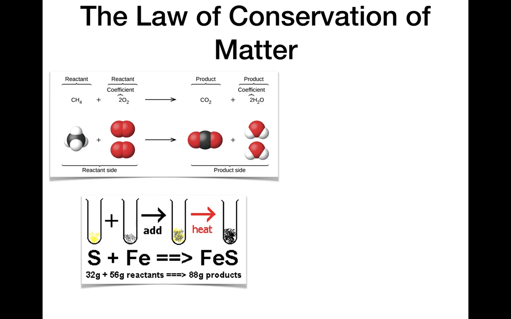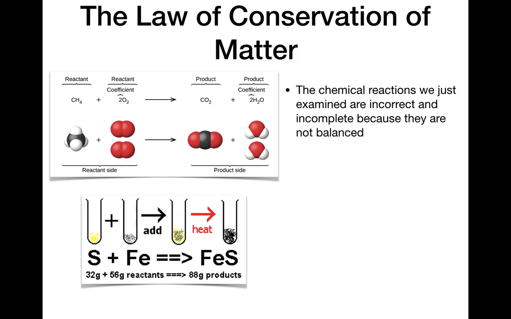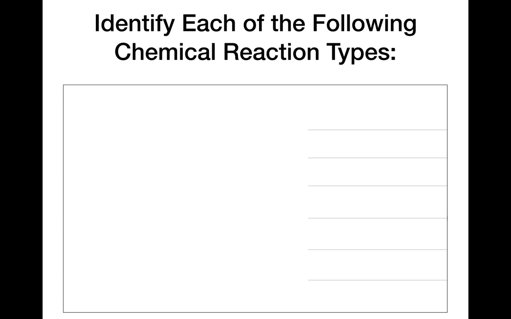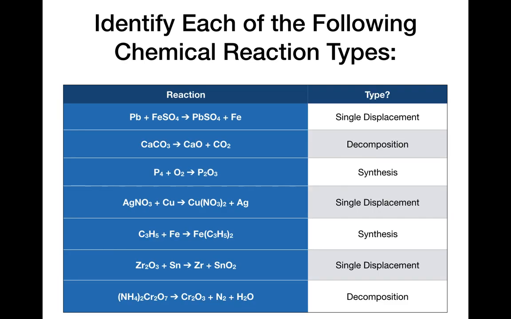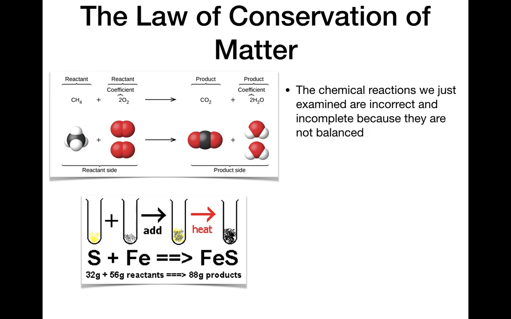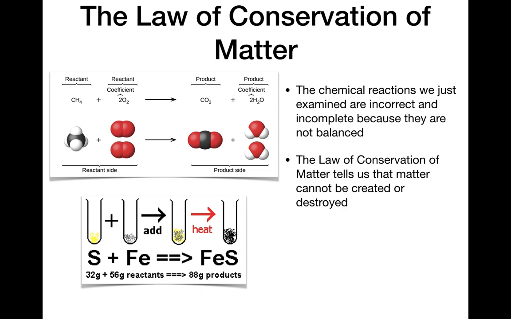Okay, so let's talk about the law of conservation of matter. This is a really important law for chemistry, a kind of fundamental idea. It's actually our big idea number 2. So the chemical reactions we just did, this whole table I just gave you, some of them are actually incorrect, because they are not balanced. We need to balance chemical equations because of the law of conservation of matter, which tells us that matter cannot be created or destroyed.